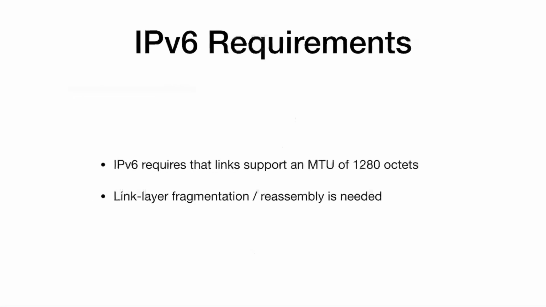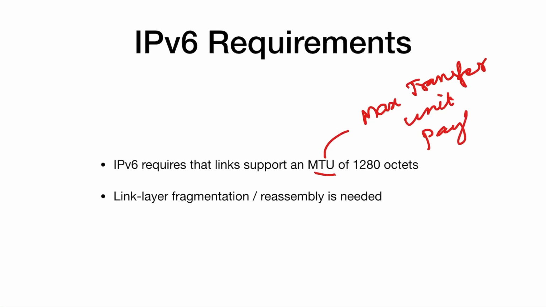IP version 6 requires that the link support a maximum transfer unit of 1280 octets. MTU means maximum transfer unit, otherwise called the payload. Payload means how much this protocol can lift, or how much weight the protocol can carry.